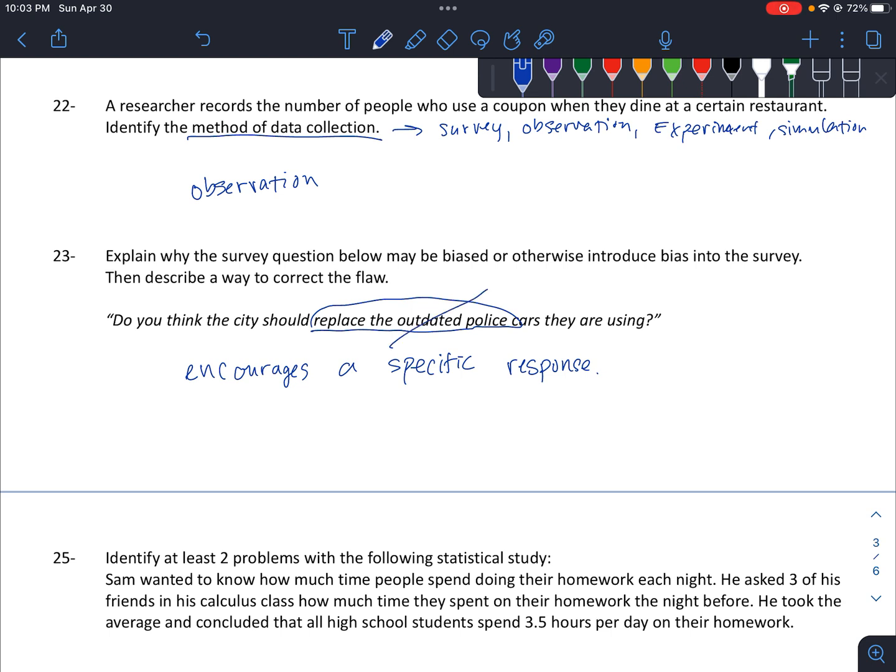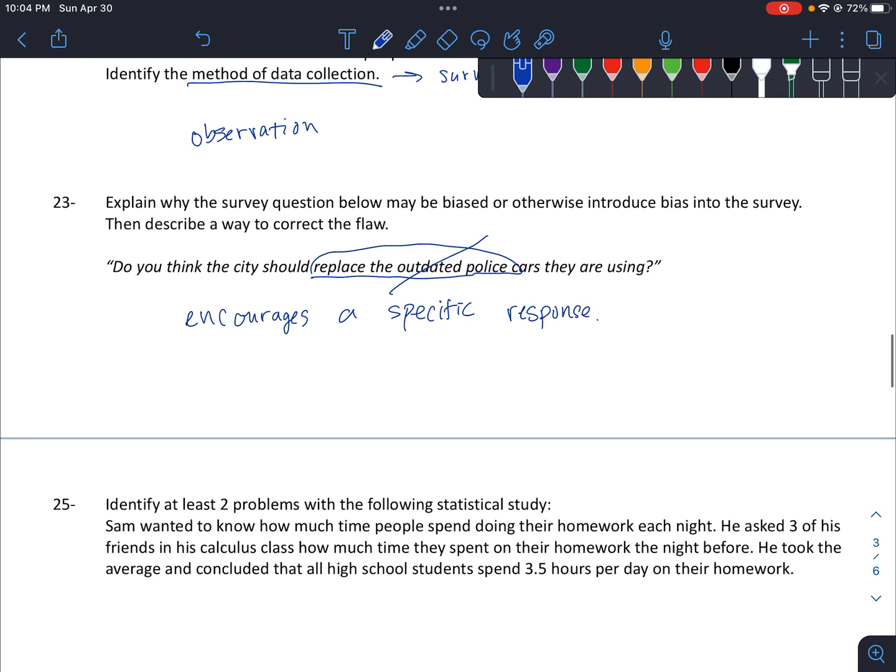Probably remove the word outdated. So, do you think the city should replace any police cars they are using? Maybe you just gotta find a different word than outdated. Do you think a city should replace older police cars? Because then they might have to provide a little bit of context as to what is older, what's newer, stuff like that. But so probably remove the word outdated.